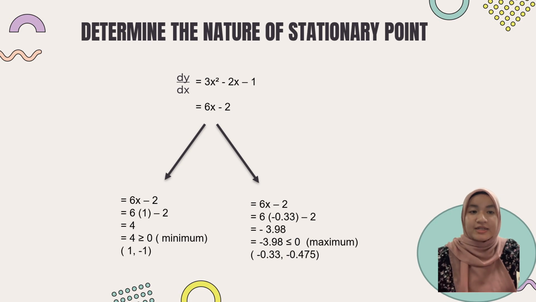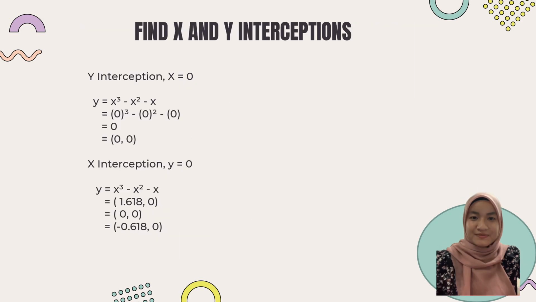The second part is to substitute the x2 into x. So 6x minus 2 equals 6 times negative 0.33 minus 2. So the answer is negative 3.98. Negative 3.98 is smaller than 0, so you will get maximum for the second part.